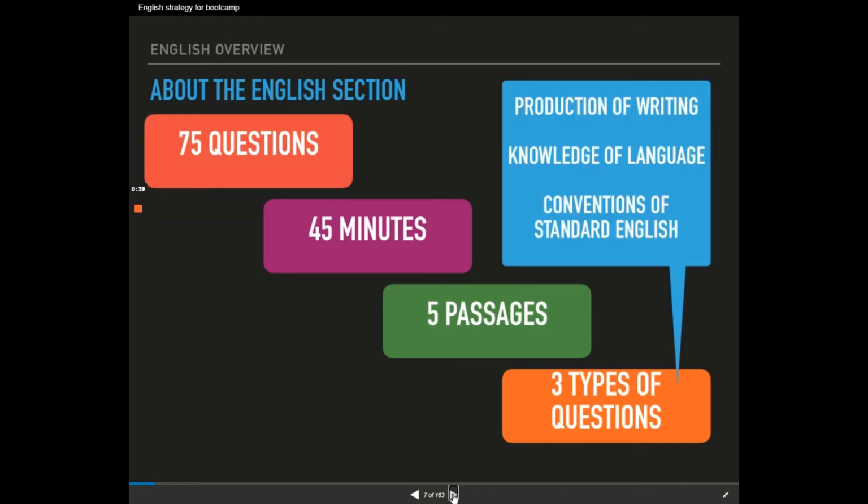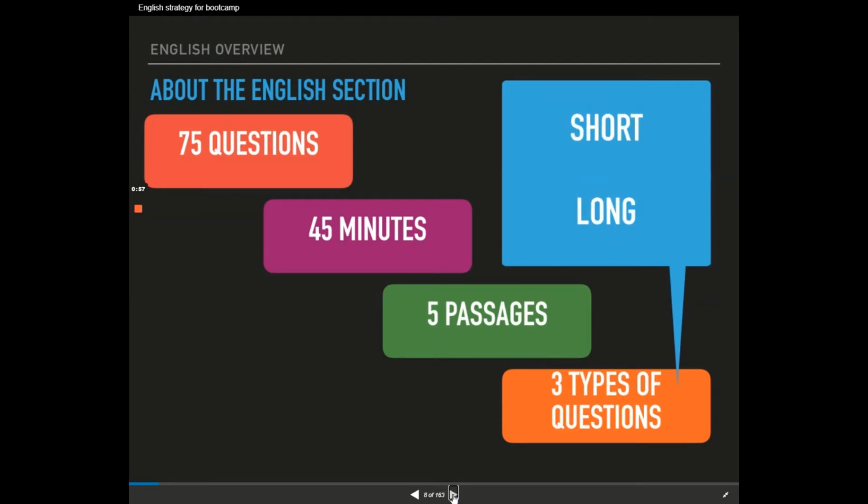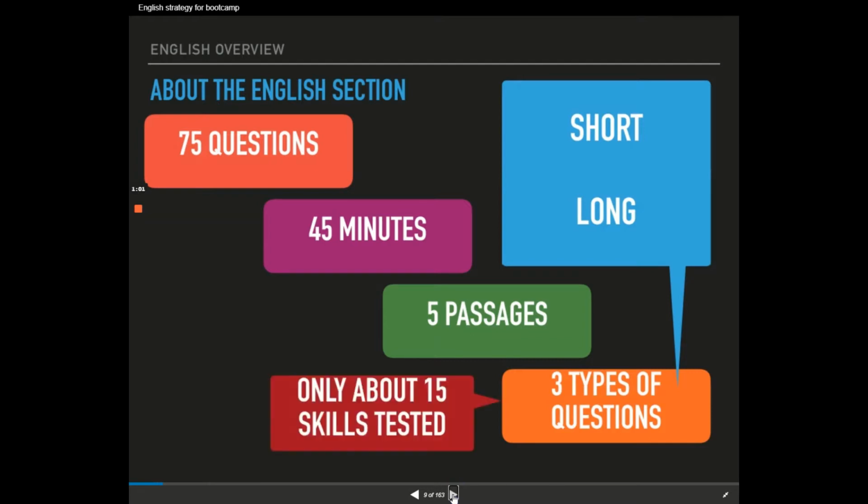But there are 3 types of questions: production of writing, knowledge of language, conventions of standard English. Don't be too concerned if you don't know what those are. When you get your score report, it will be categorized into these 3 sections. So don't worry about it if you don't understand what these are. What I want you to know is that there are 2 types of questions that you should be concerned about. There are short questions and there are long questions.